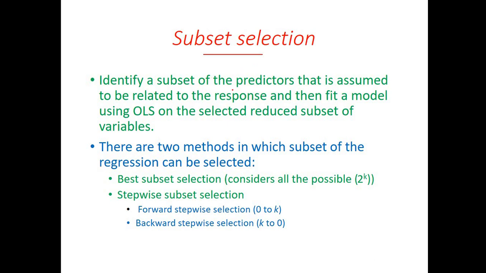Subset selection. Identify a subset of predictors that is assumed to be related to the response and then fit a model using OLS, where OLS is nothing but ordinary least squares, on the selected reduced subset of variables. There are two methods in which a subset of the regression can be selected. One is the best subset selection method. The second one is the stepwise subset selection method. In stepwise subset selection, we have the forward stepwise selection model and the backward stepwise selection model.